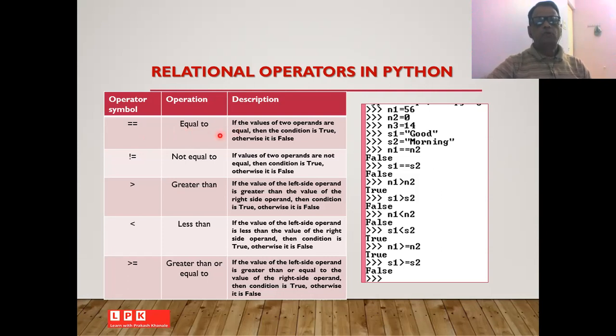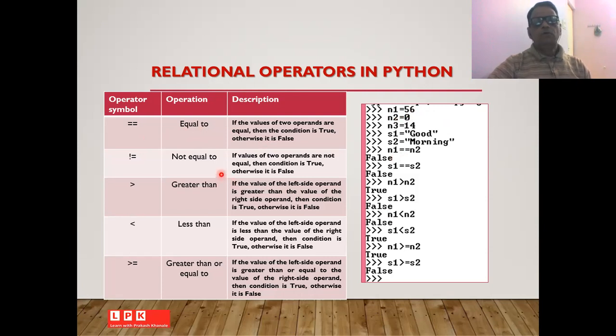If the values of the two operands are equal, then it will return true, otherwise it will return false. So if I'm having n1 is equal to 56 and n2 is equal to 0, then n1 double equal to n2 will return me a false value.